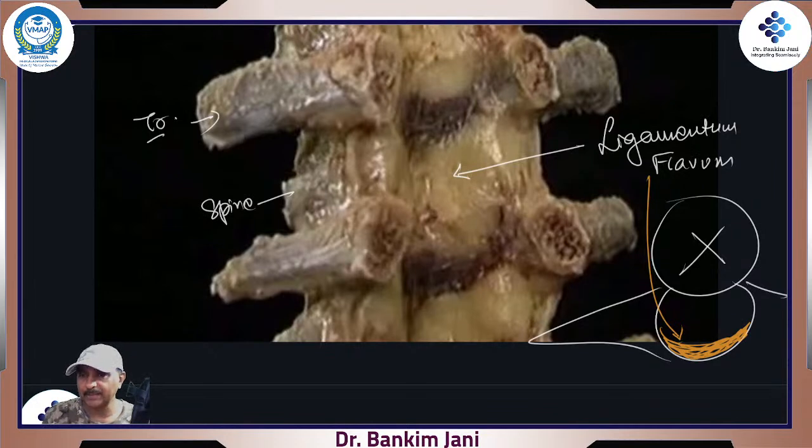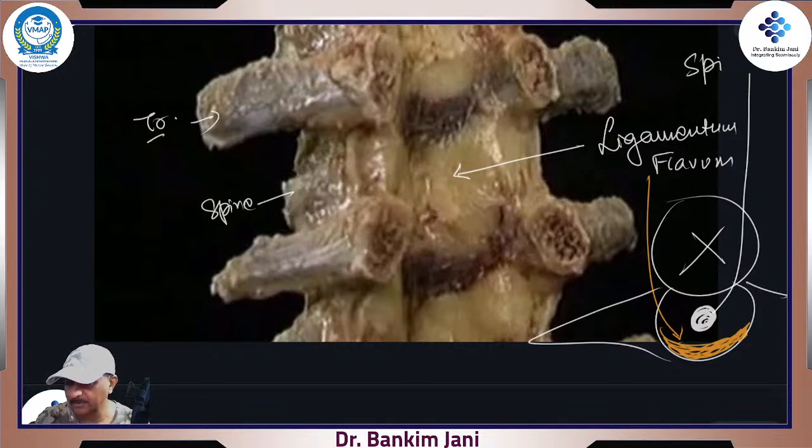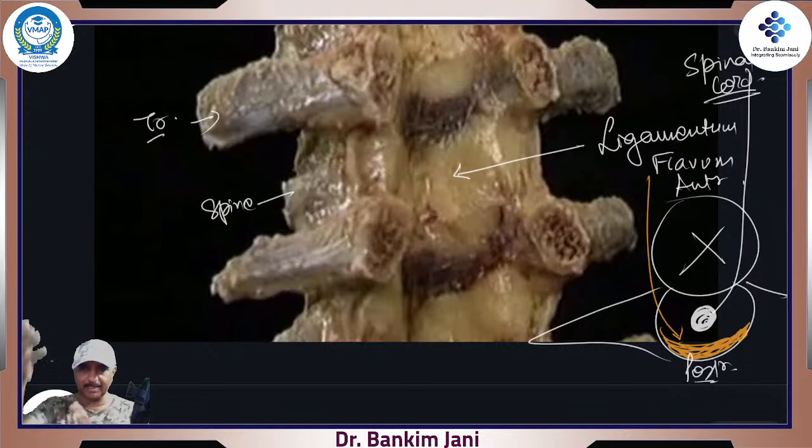You mean to say spinal cord? Yes, right? Spinal cord would be here. If you are telling that spine, the whole thing is spine, right? But this would be the location of spinal cord. I got it, right? So this would be the anterior, and this one is the posterior. So it would be behind the spinal cord, right?